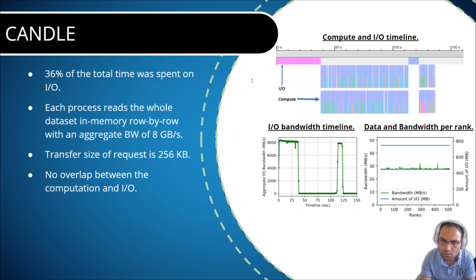As each row in this CSV is 256 kilobytes, we see a constant transfer size of 256 kilobytes within the application. We observe that only a single thread is used for performing I/O in the timeline, and there is no overlap between computation and I/O in this example.